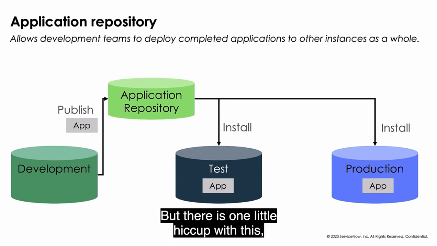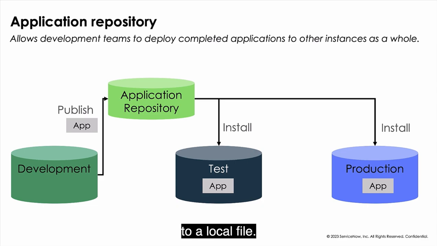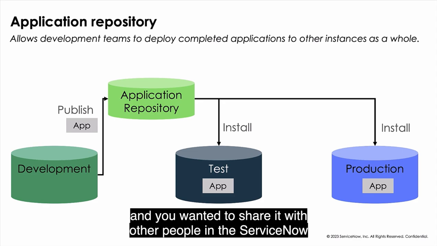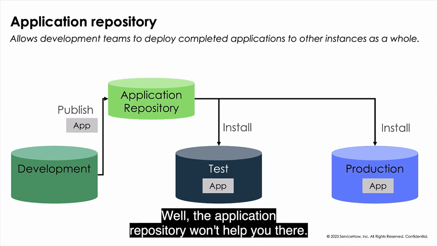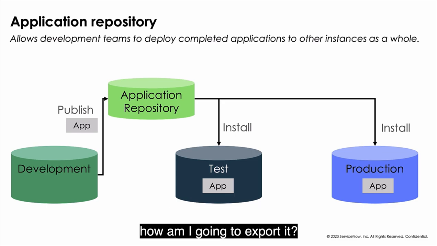But there is one little hiccup with this, and that is you can't really deploy your application to a local file. So what if you made this real cool thing in your personal developer instance and you wanted to share it with other people in the ServiceNow community? Well, the application repository won't help you there. And you might be thinking, well, dude, if I wasn't running an update set, how am I going to export it? Well, fear not. I'll show you how this works.